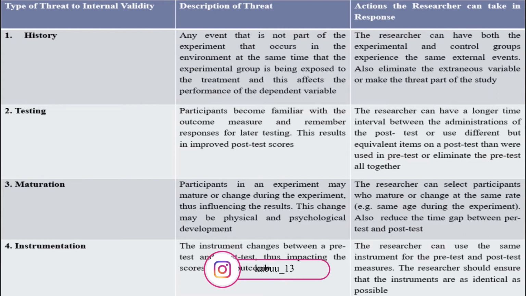The first type of threat is called history. Now, history is any event that is not part of the experiment that occurs in the environment at the same time that the experimental group is being exposed to the treatment, and this affects the performance of the dependent variable.